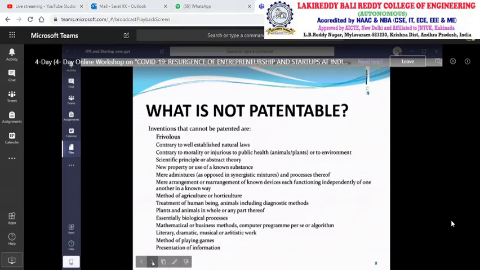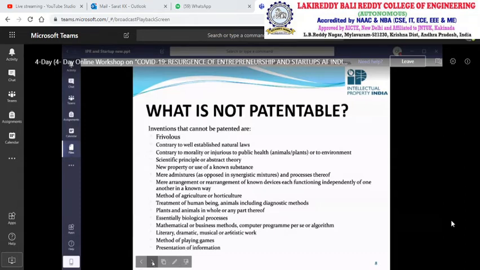So what are not patentable? Anything which is frivolous in nature, or anything which is contrary to well-established natural laws. Suppose I have a machine, and I say that without fuel it will keep on working on and on and on. This is against nature. Somewhere, at some point, it is going to stop, at the end of the decay of the fuel. So it is against the natural law. So these kinds of things are not patentable.